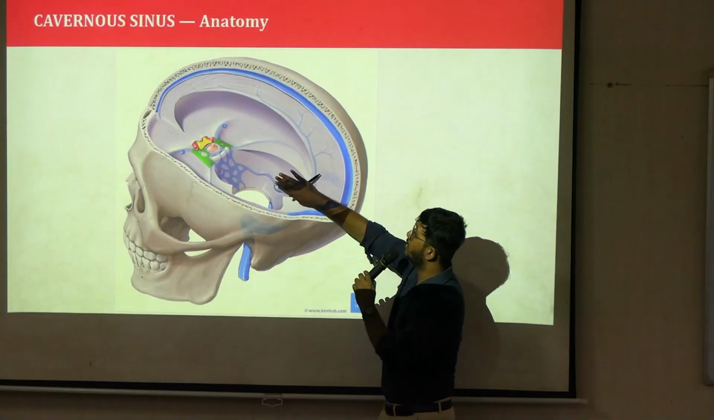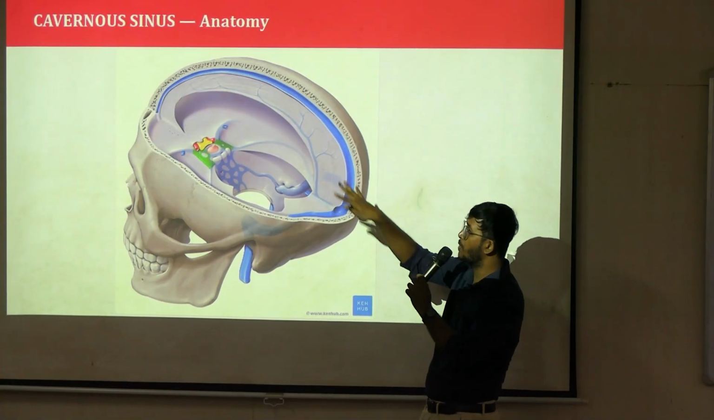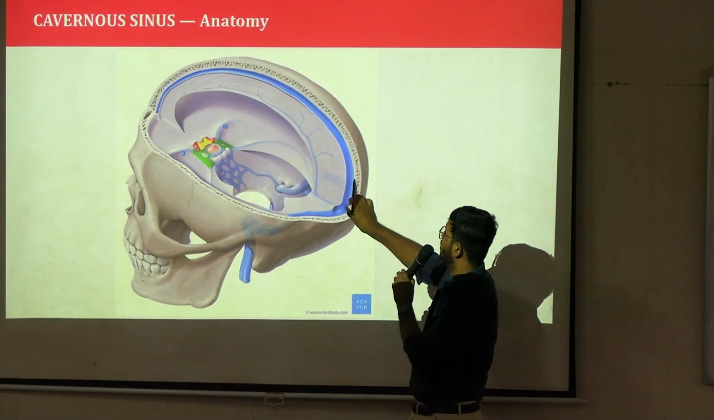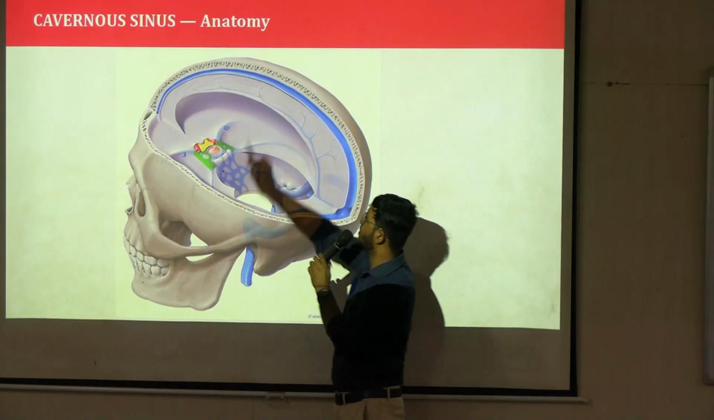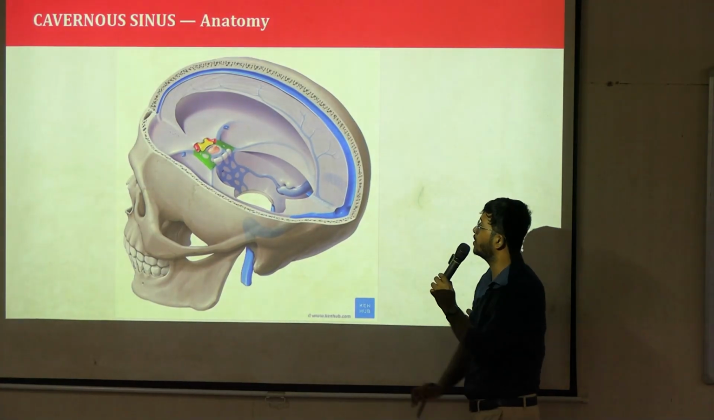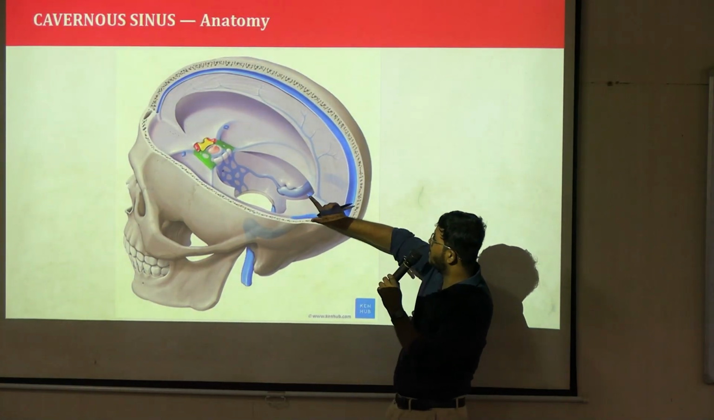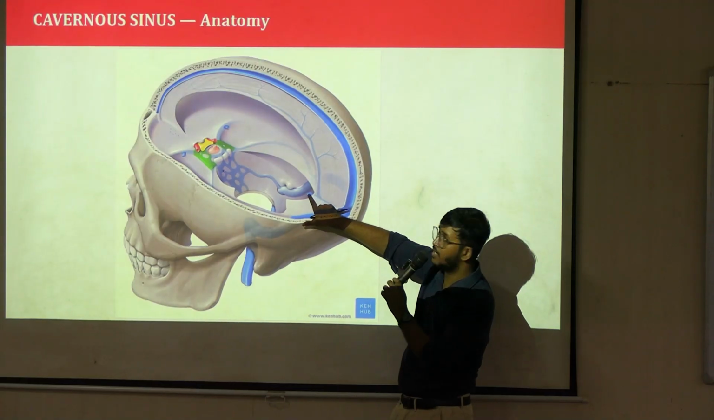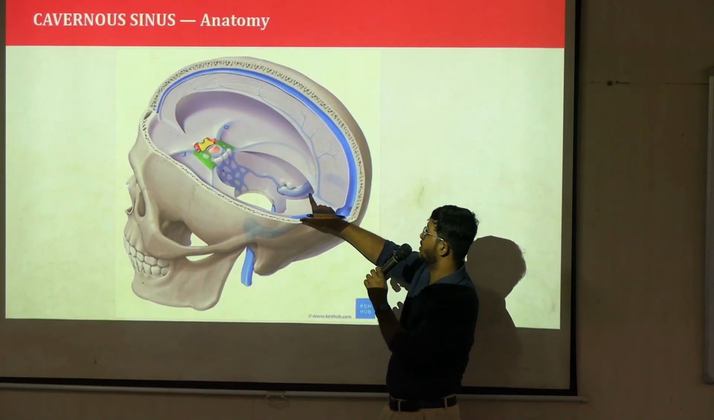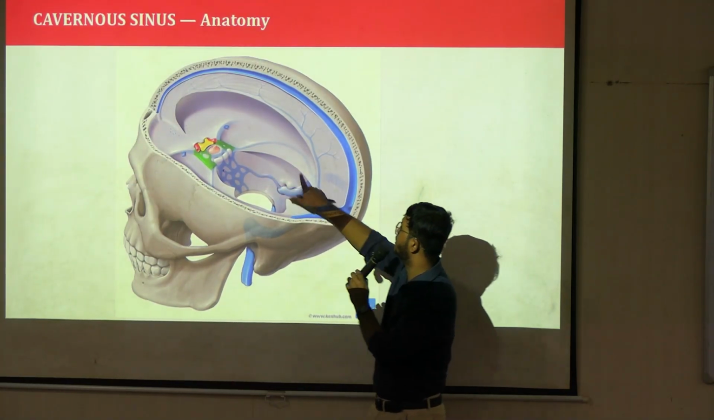See, when you open the skull, that is how it appears. This is your superior sagittal sinus. Inferior sagittal sinus you cannot appreciate, but this part you can see, this is the cut portion of your inferior sagittal sinus. Inferior sagittal sinus is located like this.